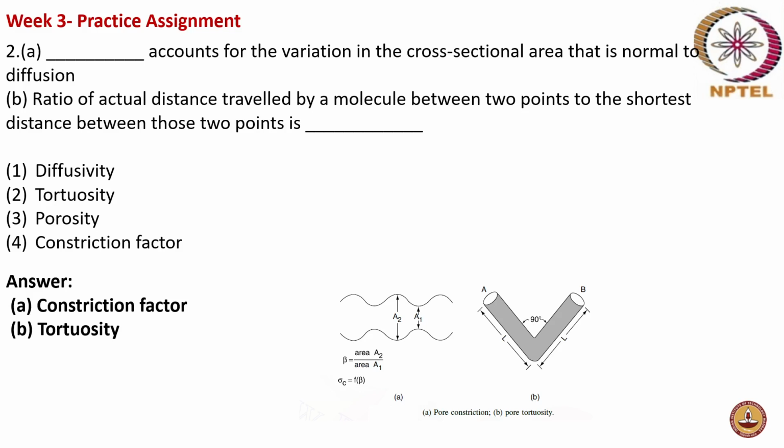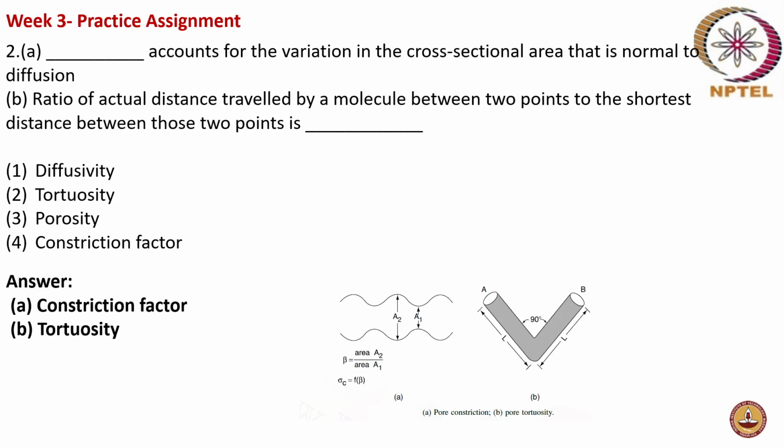It will definitely have an impact on the constriction factor, and the constriction factor becomes 0.5. That is, it is nearly halved, right? This is when the largest area is 10 times the smallest area within a pore. Okay, so we could understand the impact of the geometry of the pore when a particular diffusion is happening.